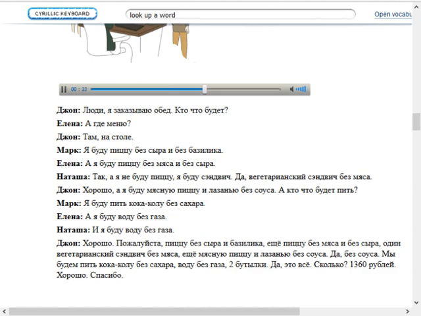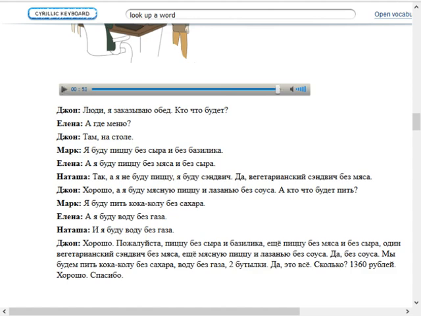Хорошо. Пожалуйста, пицца без сыра и базилика. Еще пицца без мяса и без сыра. 1 вегетарианский сэндвич без мяса. Еще мясную пиццу и лазанью без соуса. Да, без соуса. Мы будем пить кока-колу без сахара, воду без газа, 2 бутылки. Да, это все. Сколько? 1360 рублей.